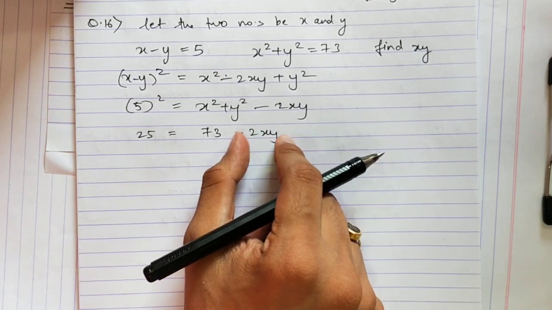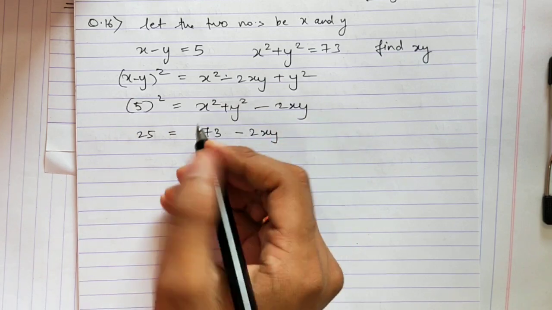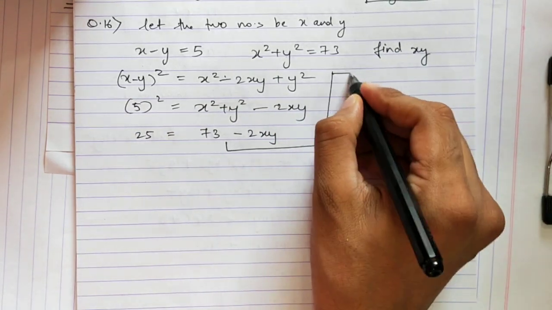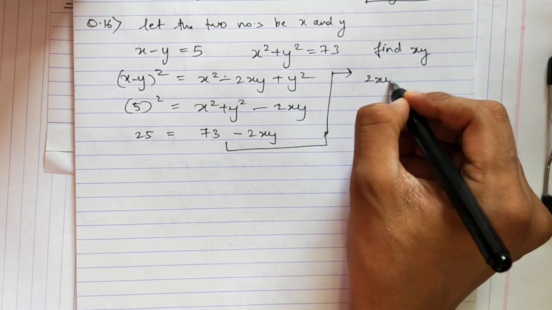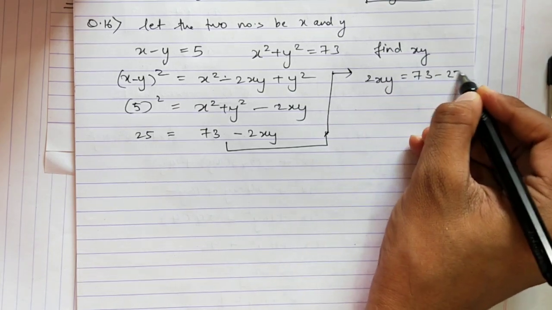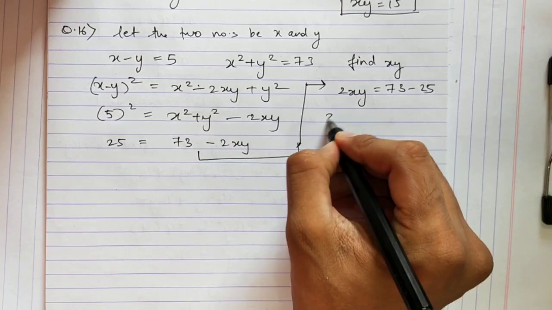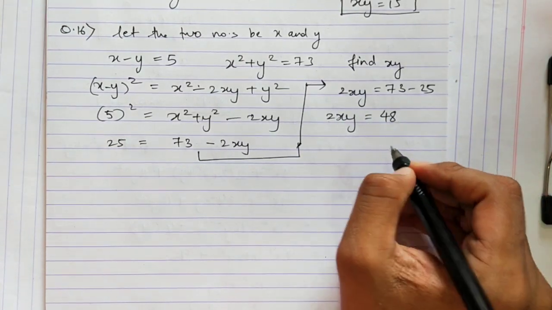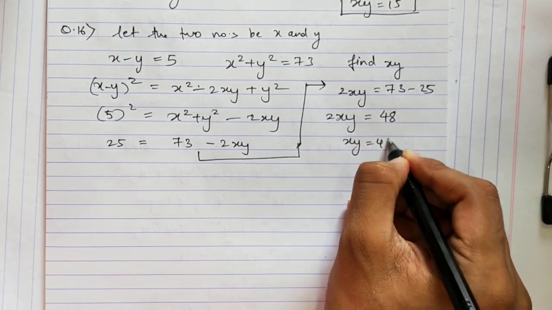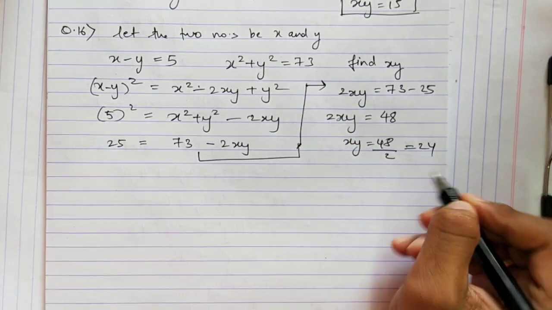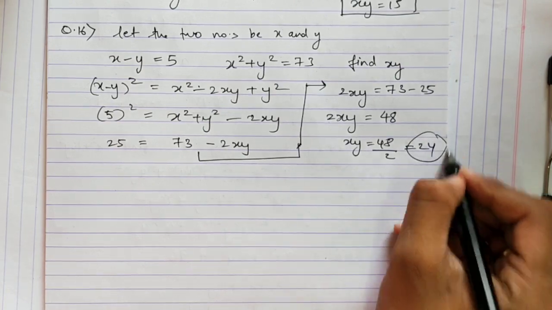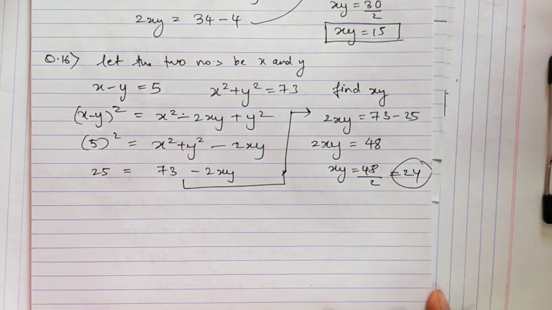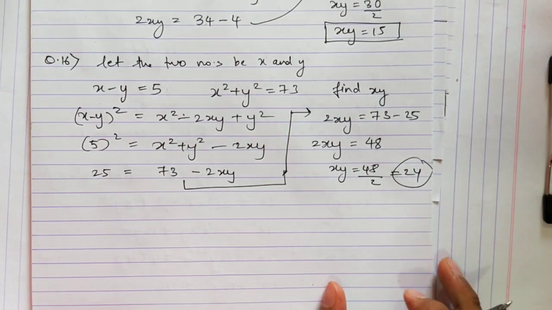This minus 2xy will go here, 25 will come here. Two xy is 73 minus 25. So 2xy is 48. Xy is 48 upon 2, that is 24. Final answer is 24. Okay, copy the sum.